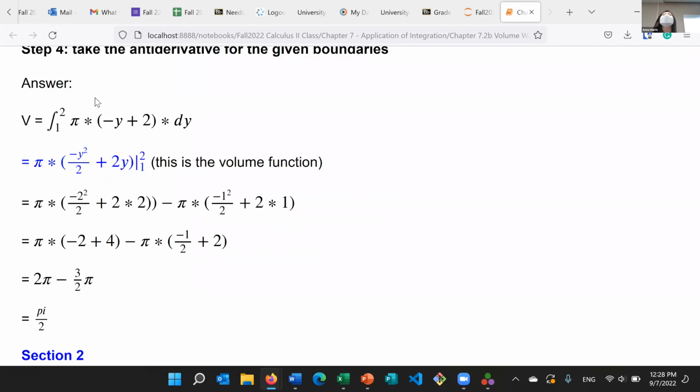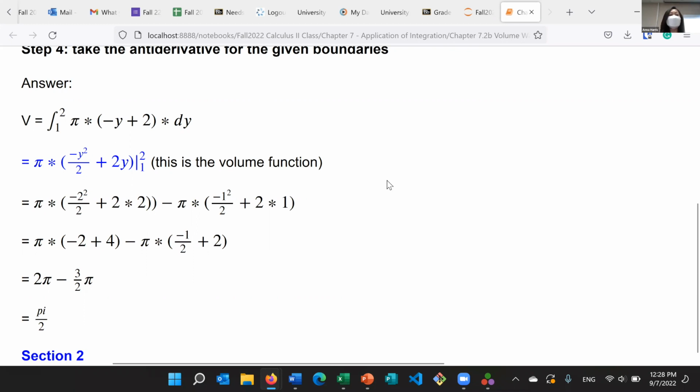And now we're going to take an antiderivative over there. So negative y becomes negative y squared over 2. Do you understand? Take an antiderivative there. Plug in 2 each time you see it. The next is what? You plug in 1. You simplify that, you get this. Pi over 2. All right, so the first section is done.